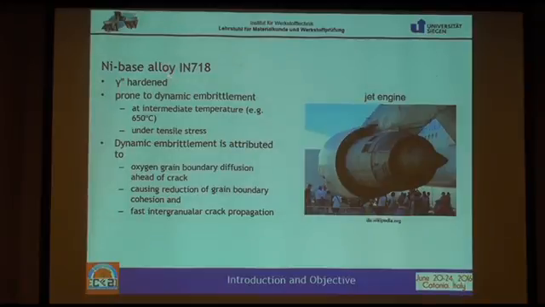The nickel-based alloy IN718 is a very commonly used material. It's mostly used as the disk material in jet engines, as you can see here. It's so-called gamma double prime hardened. It is also known in the literature that it's prone to dynamic embrittlement, in particular in the intermediate temperature range around 650 degrees C in combination with tensile stress, which is obviously a very important condition that it undergoes in particular as a disk material.